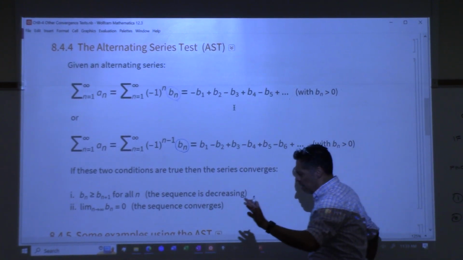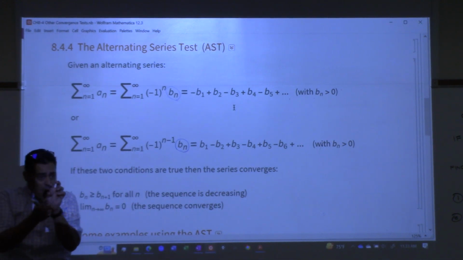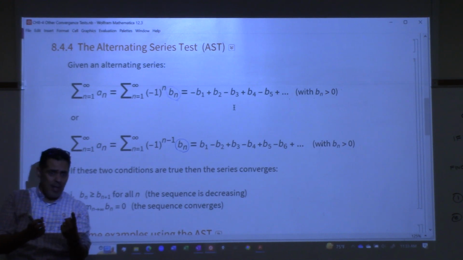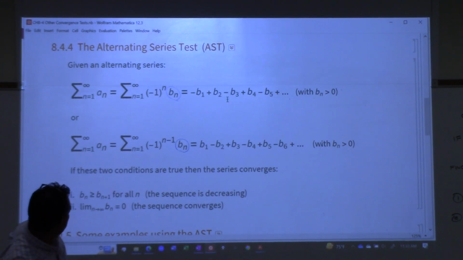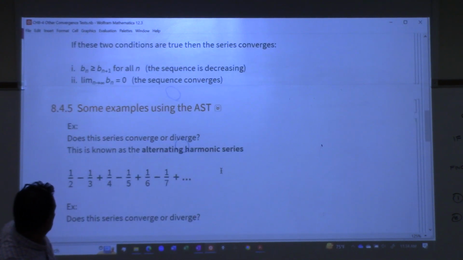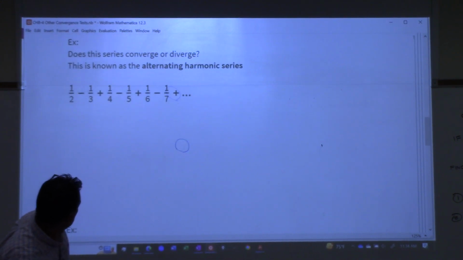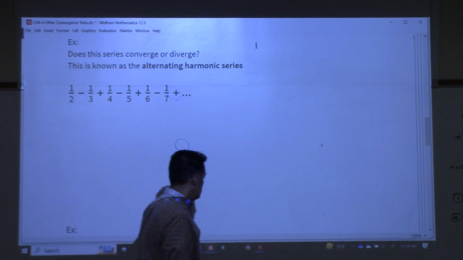So I'll recap. You're given an alternating series. You look at the part of it that's positive. And then you say, is it decreasing, and does the limit of it go to 0? If those 2 conditions are true, then the series converges. Let's do an example. The limit of the sequence must go to 0.